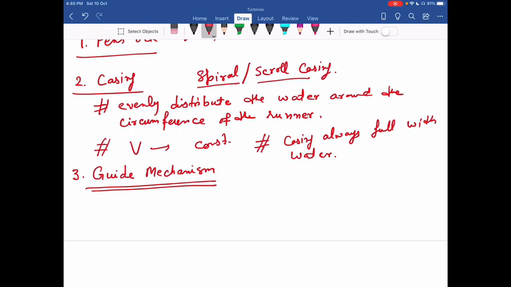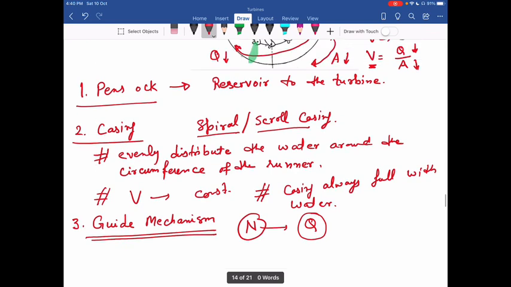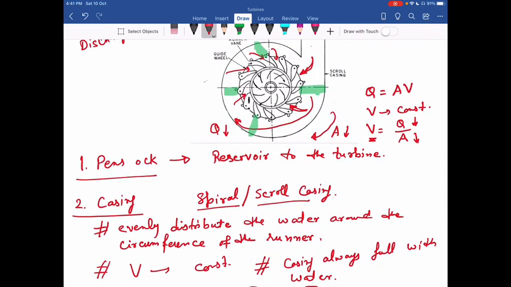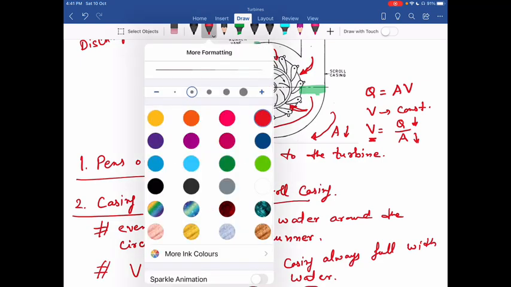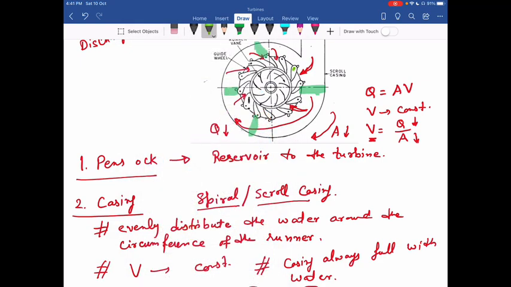Now this guide mechanism we can use to control the speed. Okay, so ultimately we have to control the discharge. To control the speed, we have to control the discharge. So we have to change the discharge. Now that discharge we can change by changing the position of these guide blades. Okay, we can change the position of these guide blades.